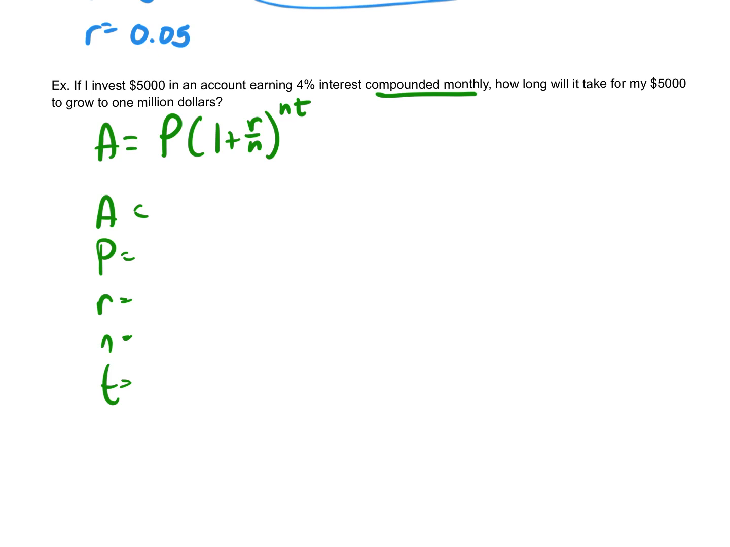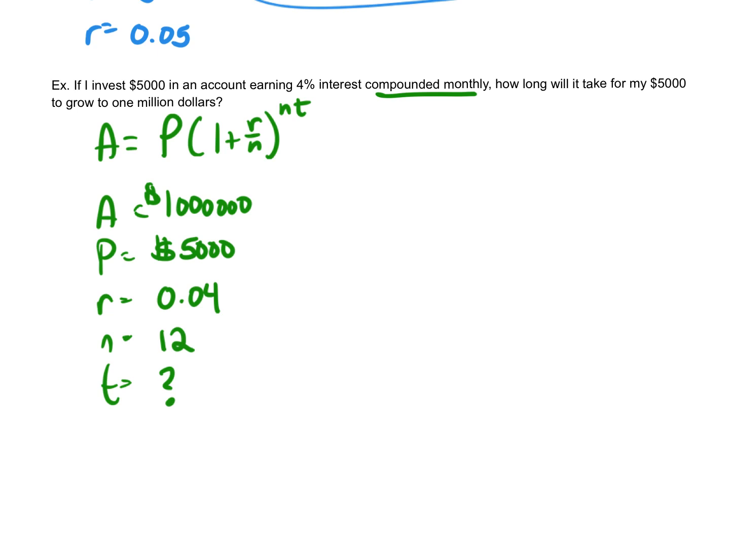So it says we invest $5,000. So that's kind of a starting investment. So that's going to be $5,000. And an account earning 4% interest, so 0.04 for my rate, compounded monthly. Now that's going to be our n because if it's monthly, how many times a year do you get interest? Well, that would be 12 times. How long will it take for my $5,000 investment to grow to $1 million? So we want to know how long, and we want this to be $1 million.